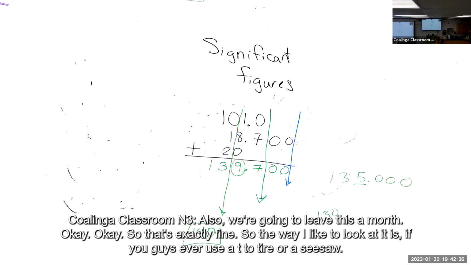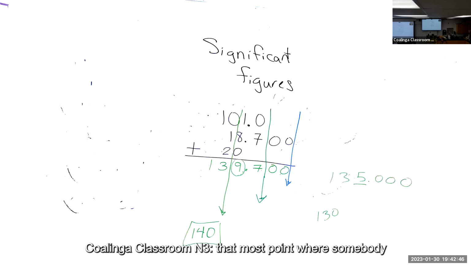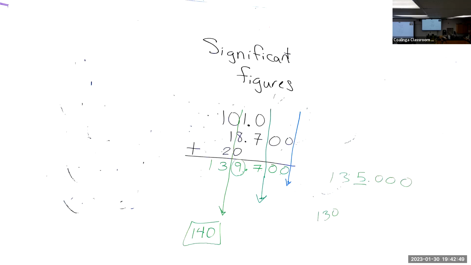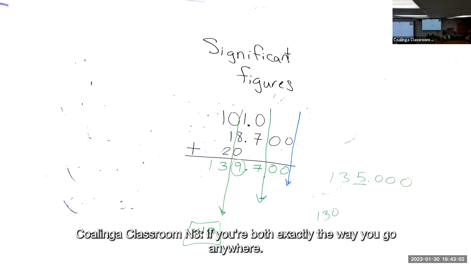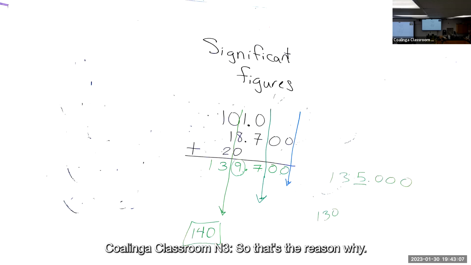So the way I like to look at it is, have you guys ever used a teeter-totter or a seesaw? Do you know what a teeter-totter is? That little toy where somebody sits on the other side and you sit there. Sube y baja. Exactly, sube, baja. So if you're both exactly the same weight, do you go anywhere? You don't go anywhere, right? So that's the reason why you don't change. If one of you is greater, that side goes up.